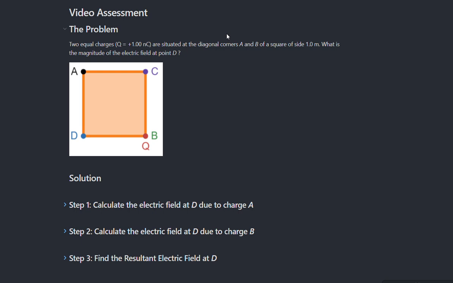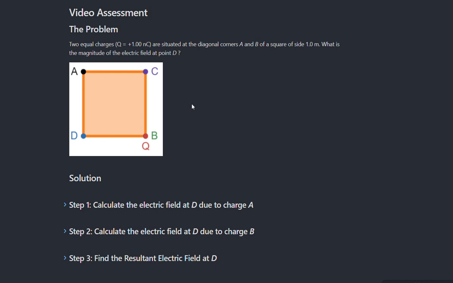A bit of physics. Specifically, we'll be solving problem 42 from chapter 16. And the problem is: two equal charges are situated at the diagonal corners, A and B, of a square that has sides of 1 meter. What is the magnitude of the electric field at point D?